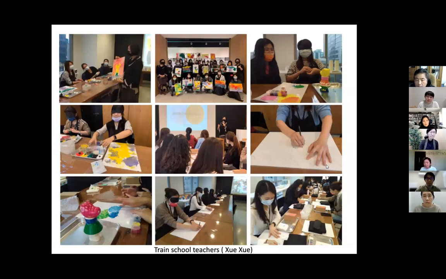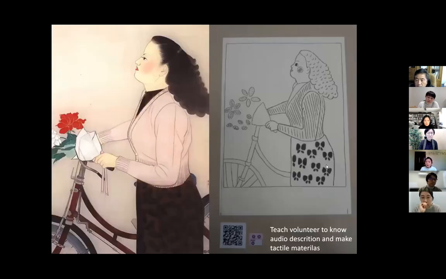And this one is where I train art teachers. So I work with the Xie Foundation, a famous education foundation in Taiwan. They accept the idea of multisensory teaching, that art teachers need to know how to teach sighted and blind students in their course and use different senses and materials to understand art. And here I teach volunteers to create tactile material with audio description. So this is a QR code you can scan to hear the audio description and touch this tactile picture together.